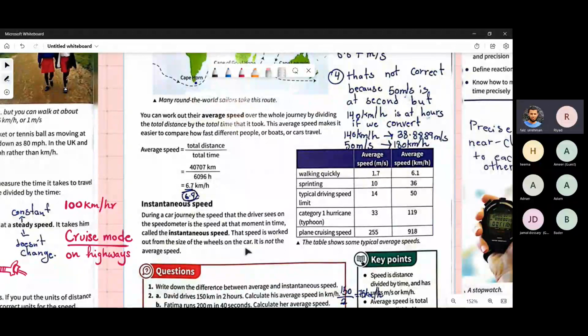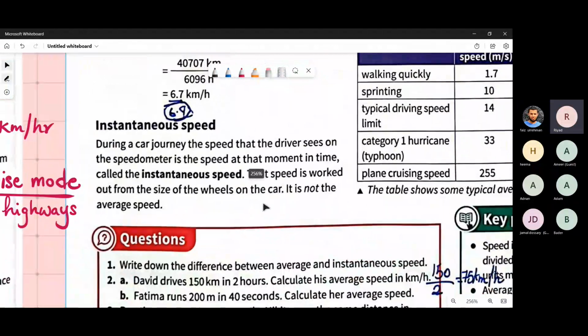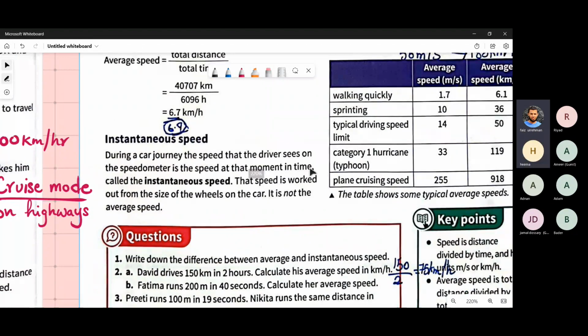Now, instantaneous speed is what? The speed at the same moment, instantly, like a very short period of time. For a very small period of time, that speed is worked out from the size of the wheel. So on the car, it is not the average speed.